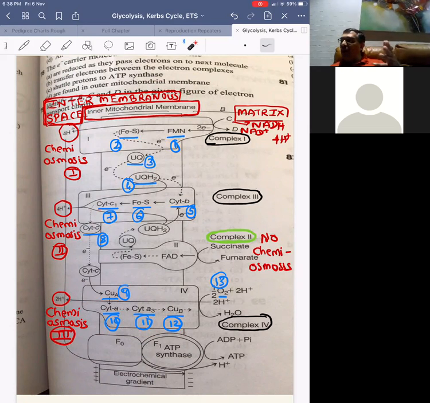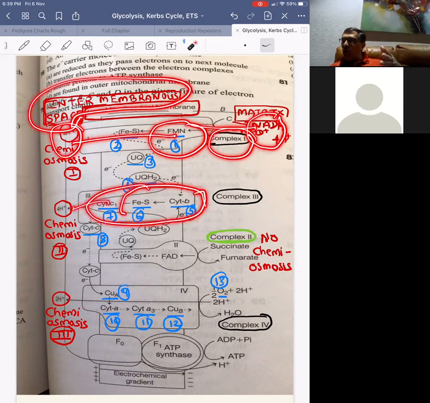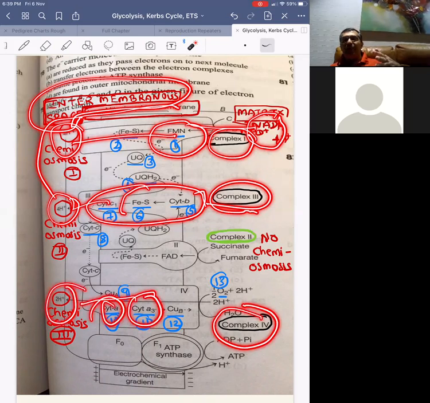So what are all the 3 complexes? Complex 1, between NAD and FMN, pushing of protons into the intermembranous space. What is B to C1? Pushing of protons into the intermembranous space. That is complex 3. And what is complex 4? Between A2 and A3, pushing of protons into the intermembranous space.